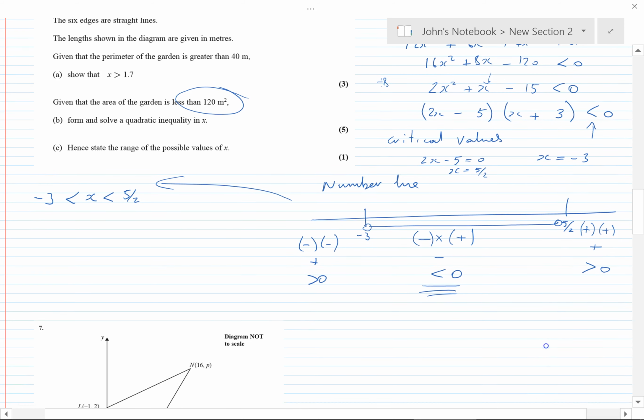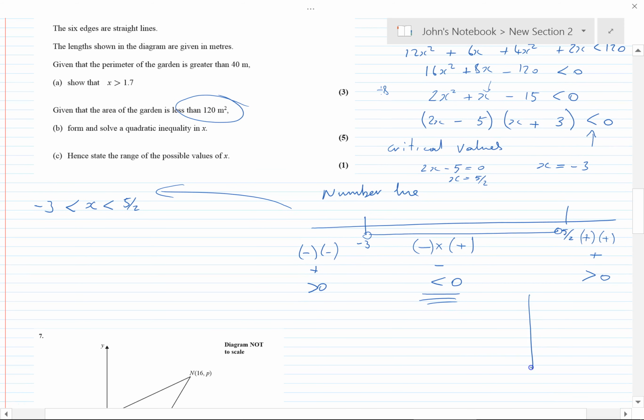Okay, now there is a graphical approach as well. If you plot the graph of this, we can see it's going to have critical values of minus 3 and 5 over 2. So that means the graph goes like that. And we want the graph to be below.